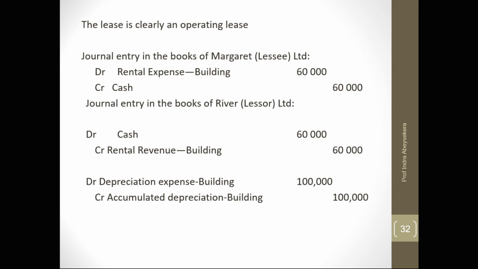Because the lessor is effectively having the asset, although it's been used by the lessee, the lessor will depreciate the asset. Depreciation expense 100,000 and accumulated depreciation 100,000 for taking the entire life of the asset, because the lessor is still having the asset, whether there's a lease or otherwise.